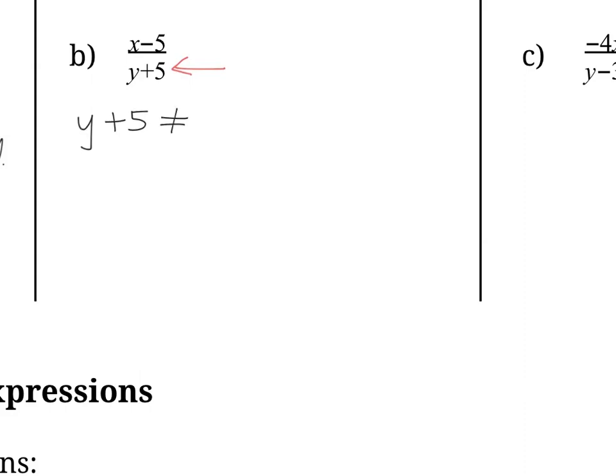So y plus 5 cannot be equal to 0. And you're going to just solve for y. So we have y cannot be equal to, we're going to bring this positive 5 over, and we have -5. So that's our restriction. Remember that the numerator is allowed to be 0, so we don't have a restriction on x.